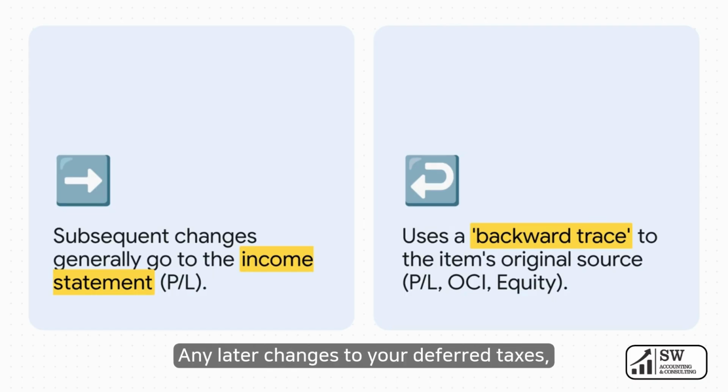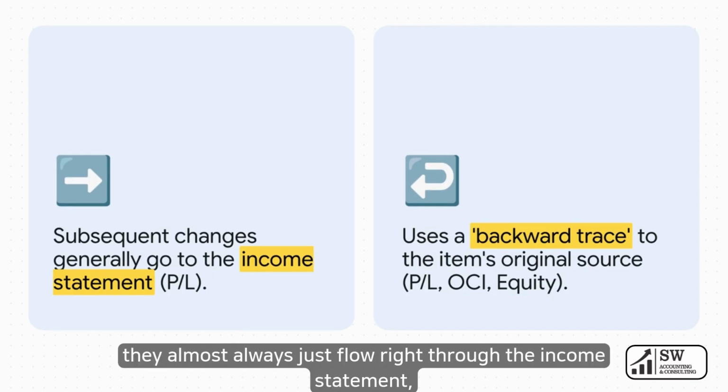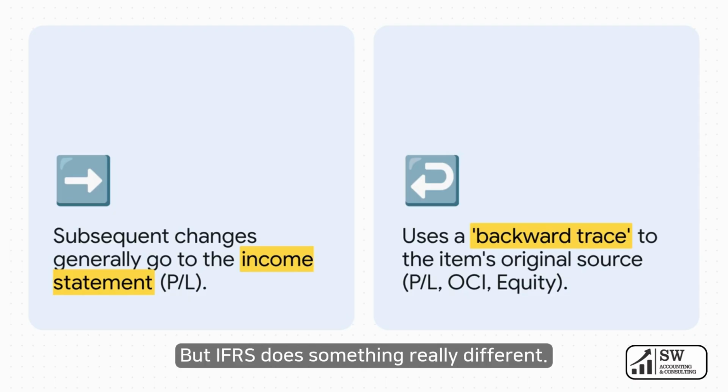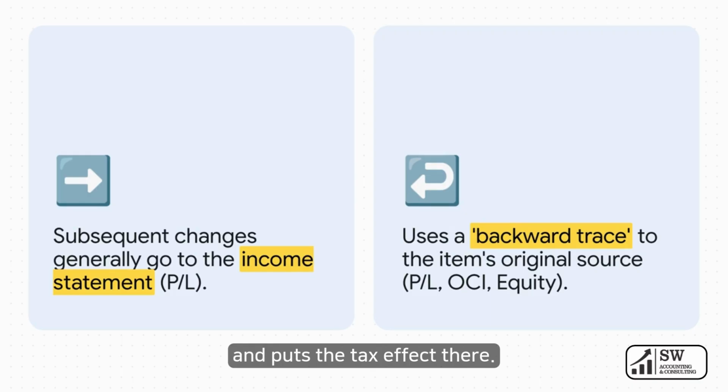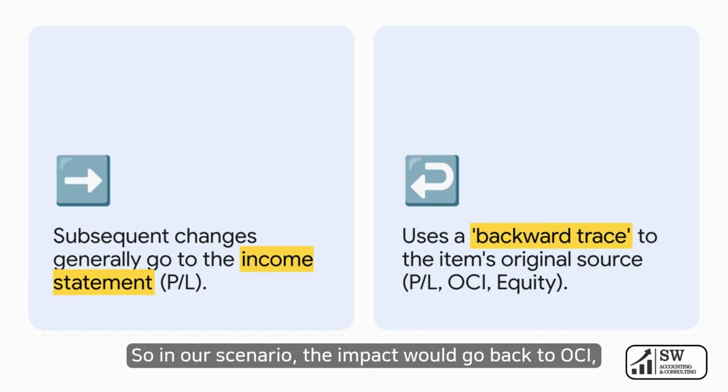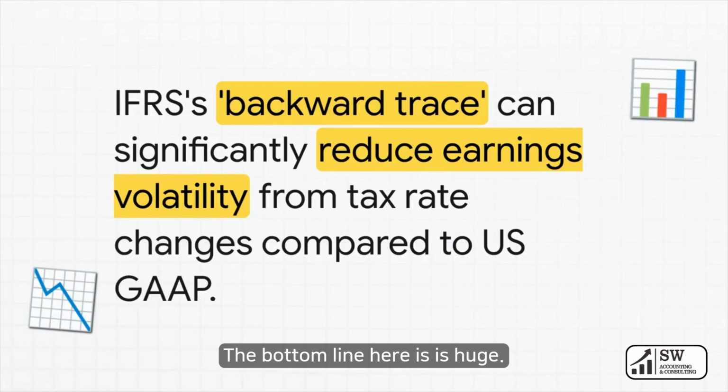Under US GAAP, the default is simple. Any later changes to your deferred taxes, doesn't matter where they came from, they almost always just flow right through the income statement, straight to the P&L. But IFRS does something really different. It uses this backward trace approach. It basically follows the breadcrumbs back to where the transaction started and puts the tax effect there. So in our scenario, the impact would go back to OCI, never even touching the income statement.